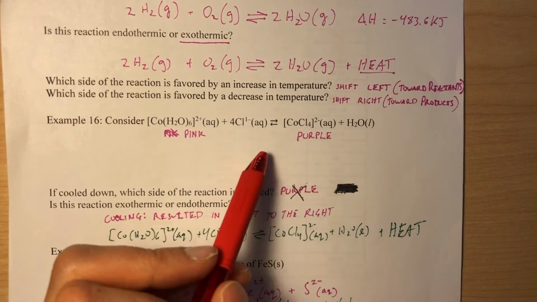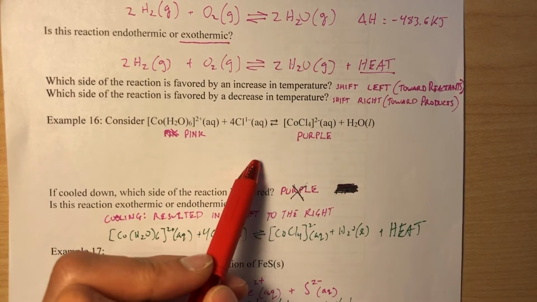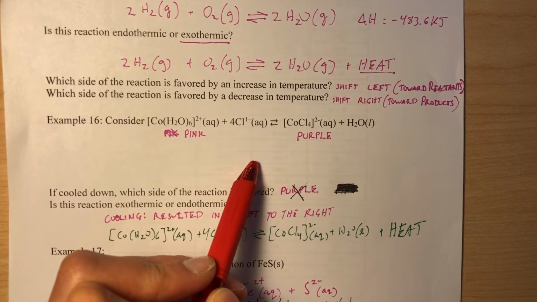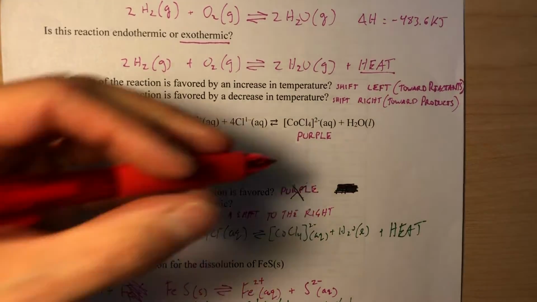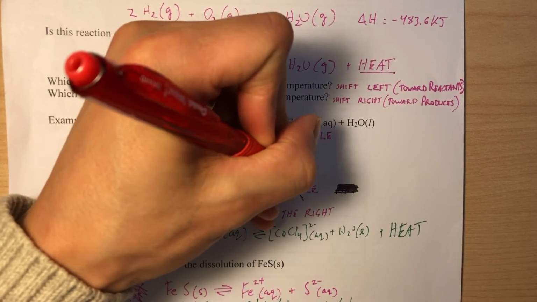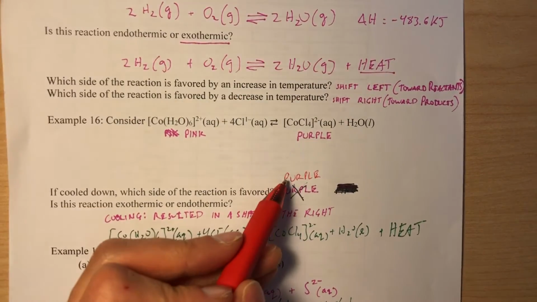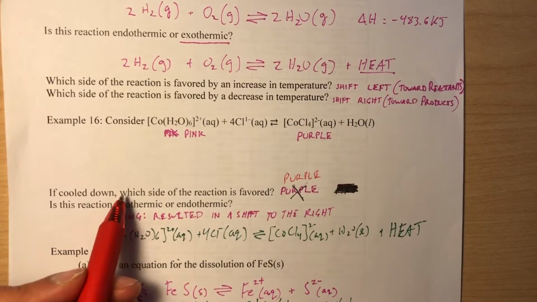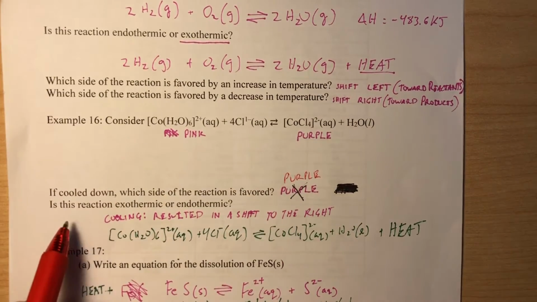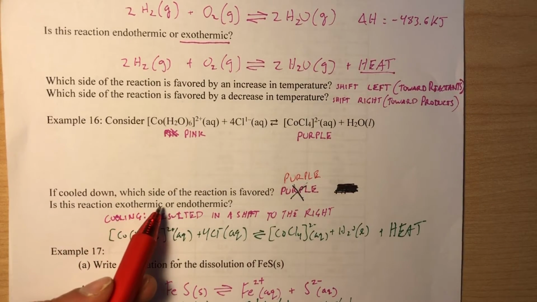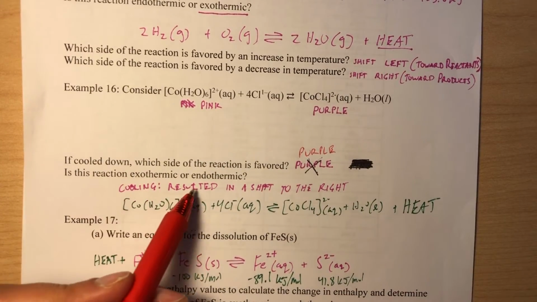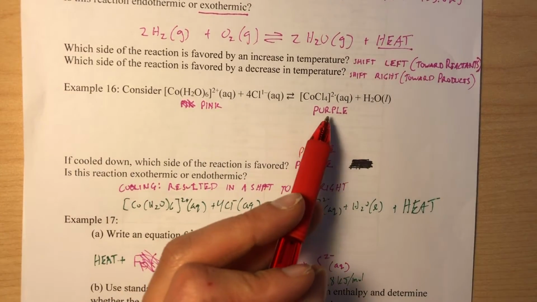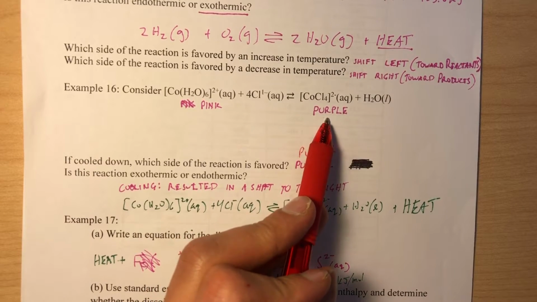So we can tell a little bit about the system by empirical observations. If this reaction's cooled down, it forms something that looks more purple. So that's an observation. We cool the reaction down, it becomes purple. So is this reaction exothermic or endothermic? Turns out that's enough to make a reasonable guess. So cooling resulted in a shift to the right. So cooling resulted in more purple.